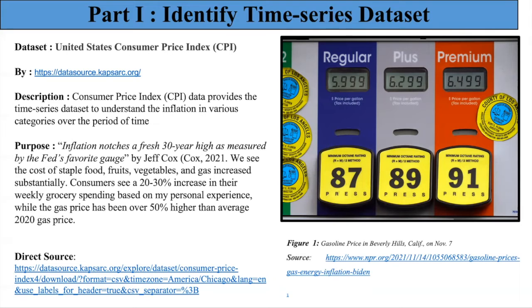But the interesting side on the right hand side is, as you can see, the screenshot of a gas station in Beverly Hills, California, which shows the gasoline price as of November 7th last year, which is even lower than today in the light of Russia's attack on Ukraine. But as we can see, in the last couple of years, gasoline and other price indexes have shot severely high. On average, we have seen 20 to 30% increase in most of the non-gasoline related products, but we have seen almost 40 to 50% in the gasoline related products. So this is a very important data set I thought to explain.